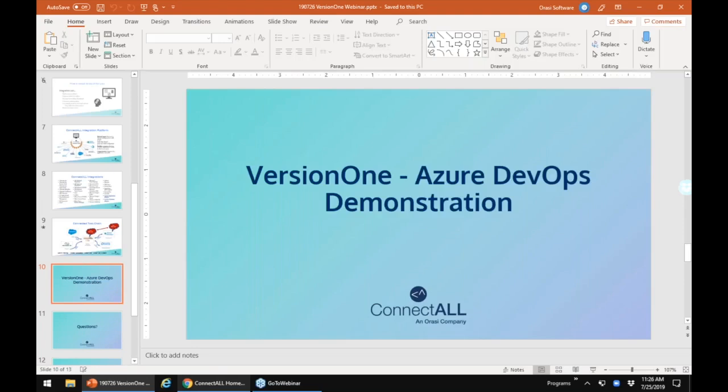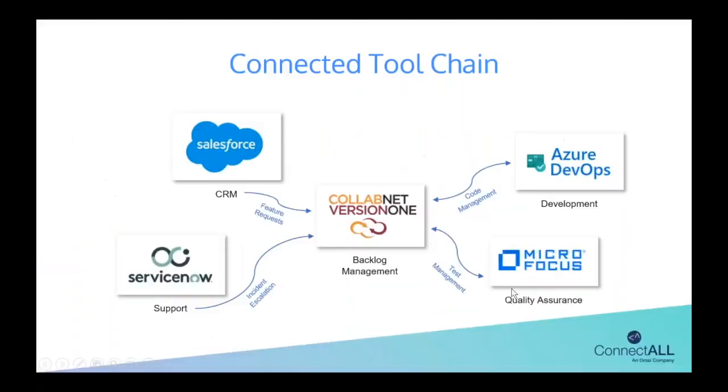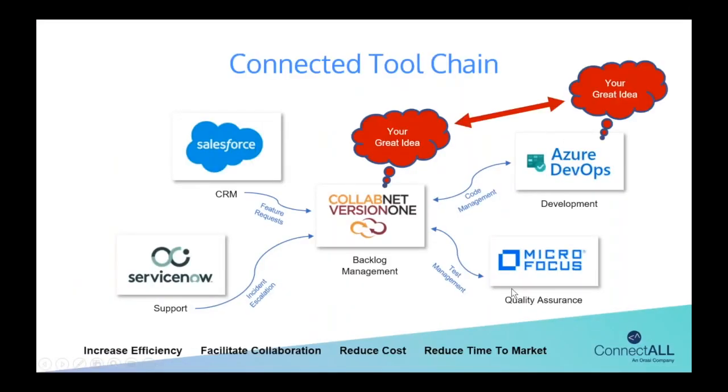So if I go back to my connected tool chain idea here, this is what we just talked about, my idea flowing from version 1 to DevOps. But as I said, of course, any of these connected tool chain links could be automated, and they could be automated in any fashion that works in your environment.